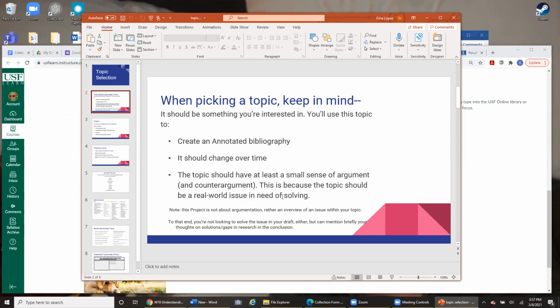But when you're picking a topic, it should be something that you can create an annotated bibliography from. It should be something that's changed over time or is changing over time. And it should have a small sense of argumentation, even though we're not concerned about that for project 2, but it should have a balance of argument and counter argument, because you need to be researching a real world issue.